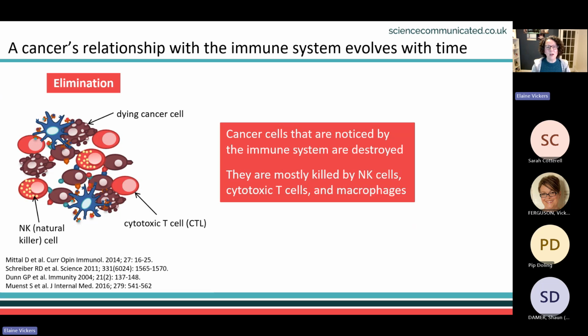So there might well be a long period where there's very little multiplication of cancer cells. There's very little increase in cancer cell numbers because the immune system is doing really well at keeping everything in check and destroying cancer cells as they emerge.